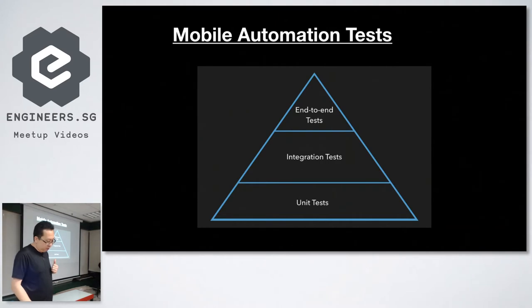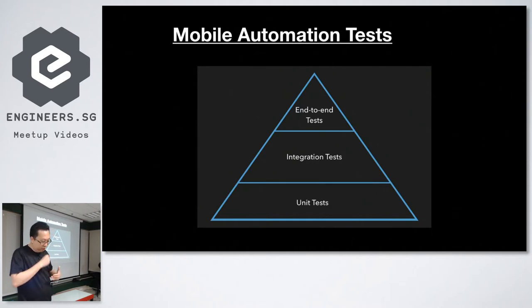So in this test pyramid, we have mainly three levels. The top will be the end-to-end test. The middle will be integration test. And the lowest level will be unit test. So generally, unit tests run faster than integration and end-to-end test. And that's where we want to have most of our testing over here.